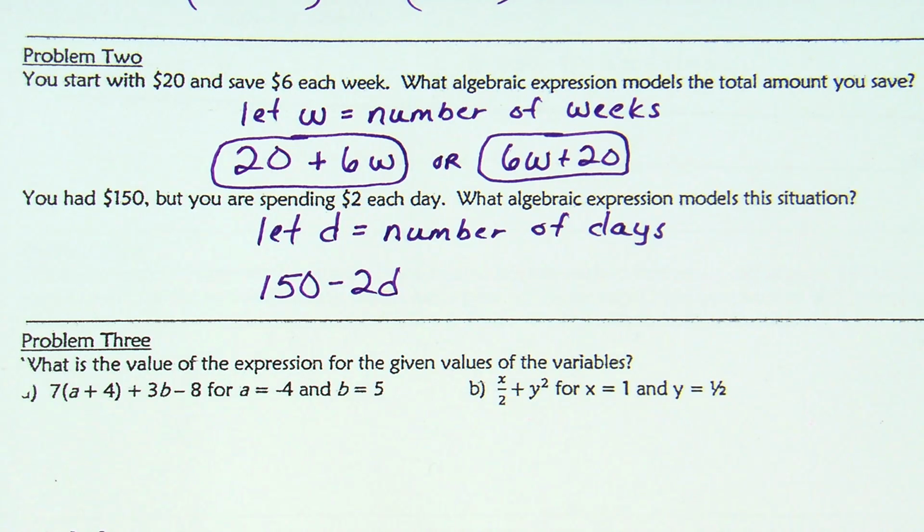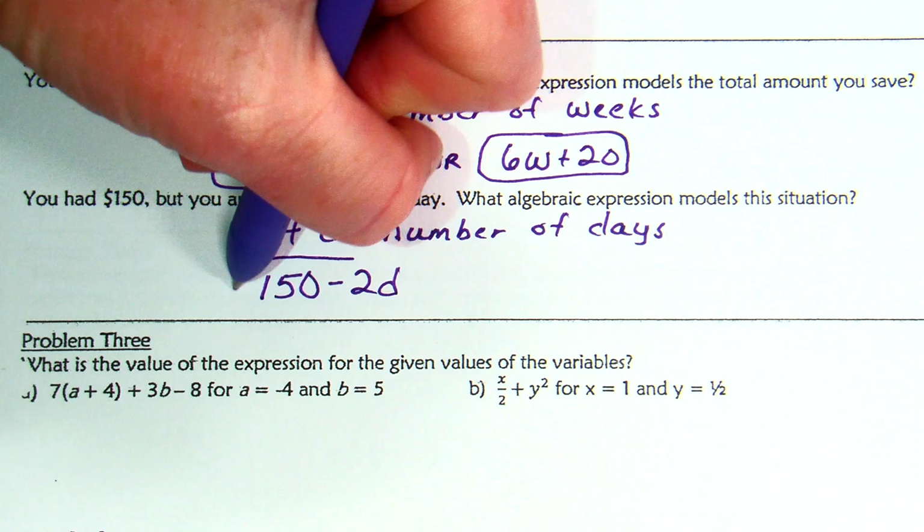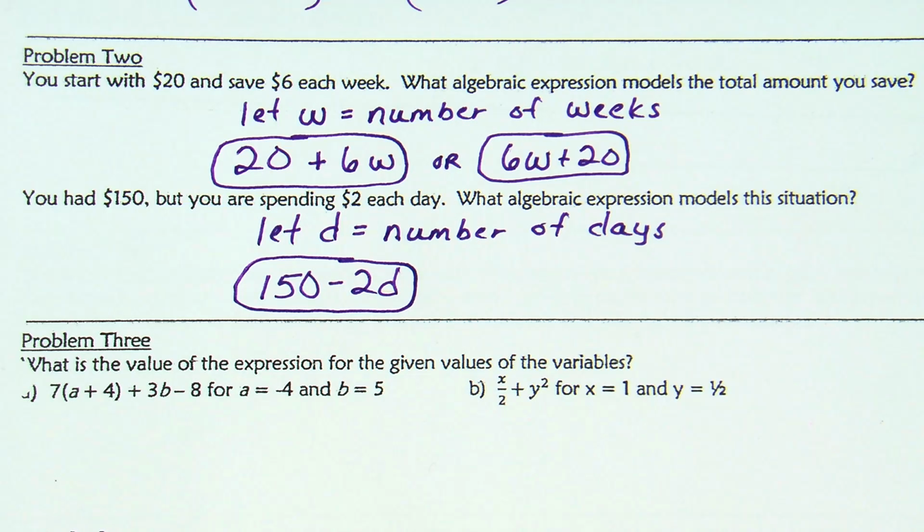Okay, so 150 minus 2D. Can I flip this one around? No. 2D minus 150 would be wrong, so we cannot flip-flop subtraction. Okay, so we're okay so far? Okay, example 3.